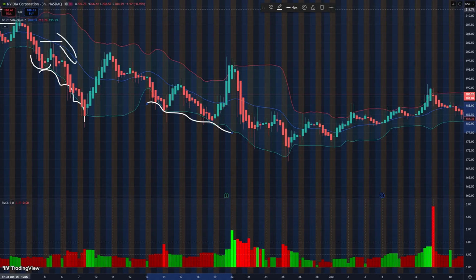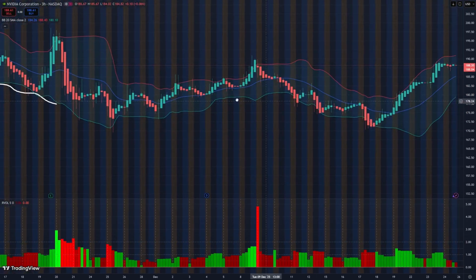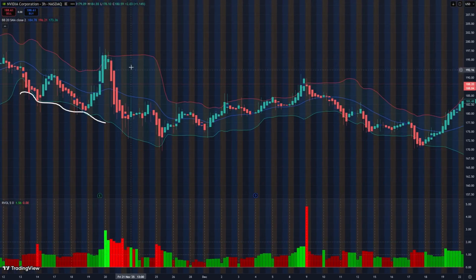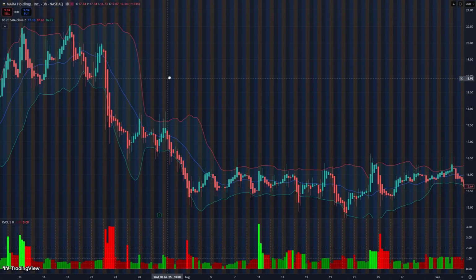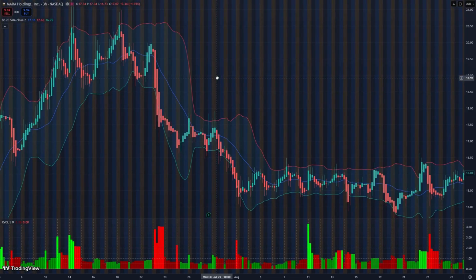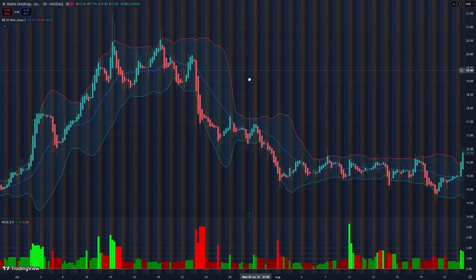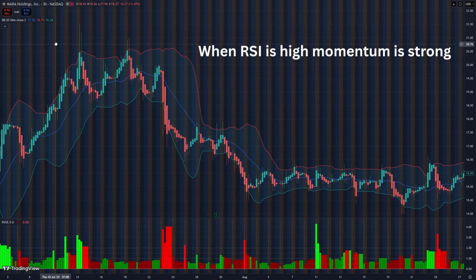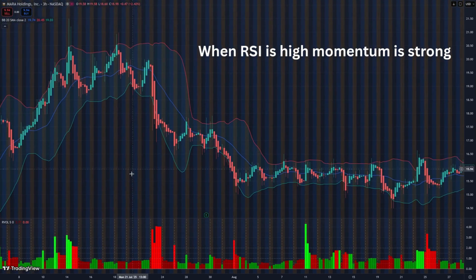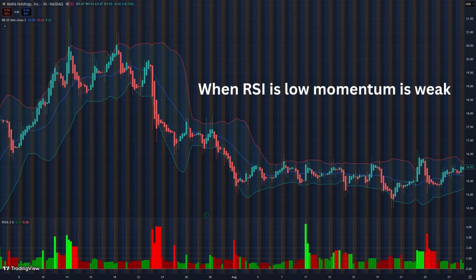That's amateur behavior. This is where RSI and volume come together with Bollinger Bands, and this is where most traders finally start seeing the full picture. RSI measures momentum, not price. When RSI is high, momentum is strong. When RSI is low, momentum is weak.